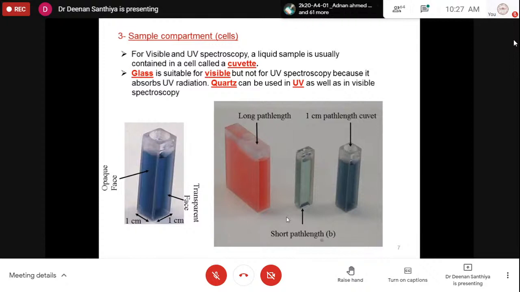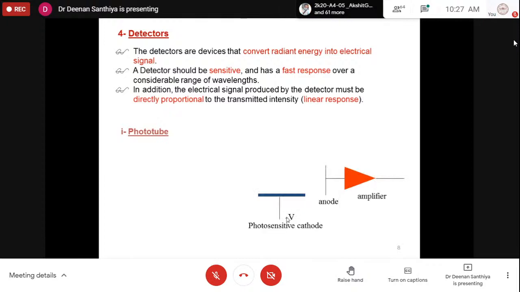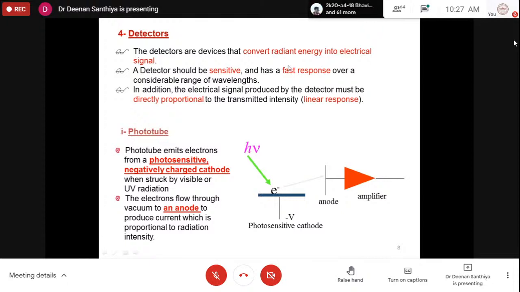So next, coming to the detector part. Detectors are devices that convert radiant energy into an electrical signal. Whatever the transmitted light, it converts into an electrical signal. Sensitive and fast response should be there in the detector, and the electrical signal produced by the detector must be directly proportional to the transmitted intensity. When the light is transmitted, it is converted into an electrical signal. This is the job of the detector.